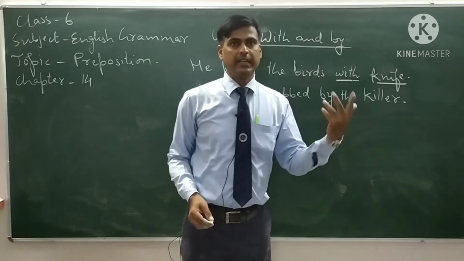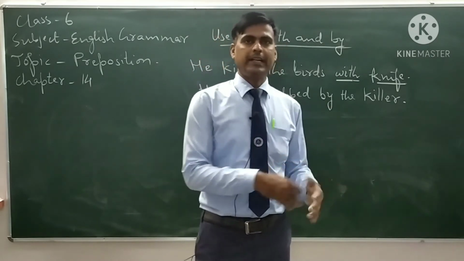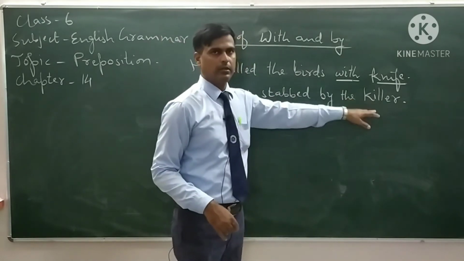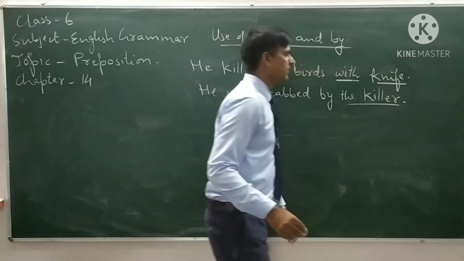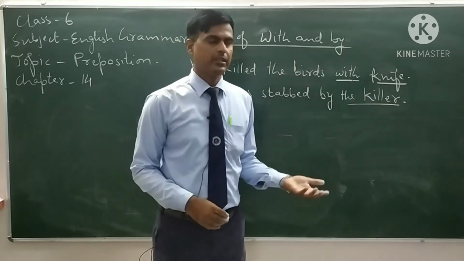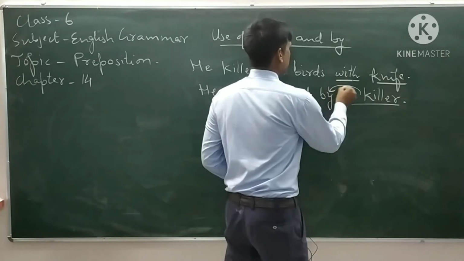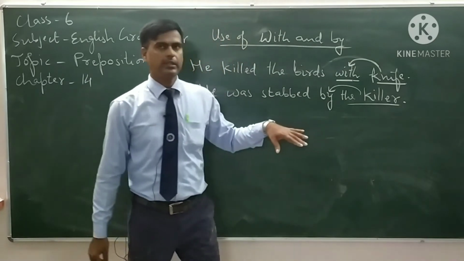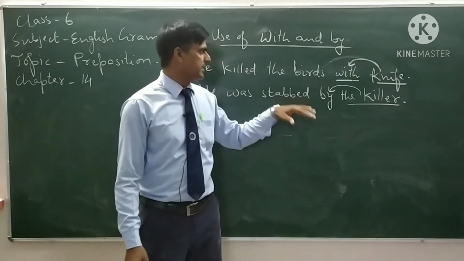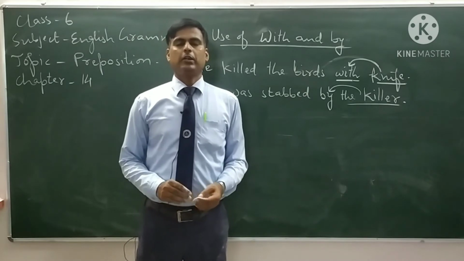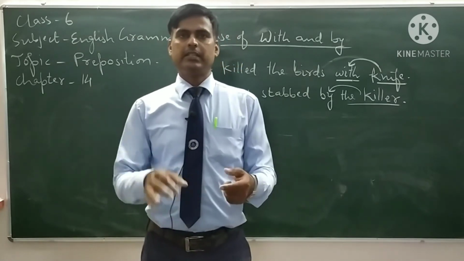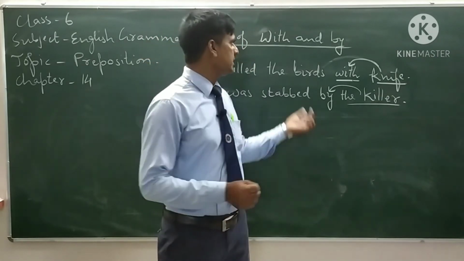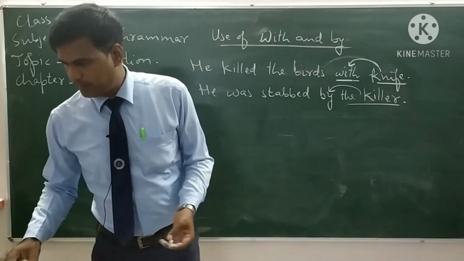But if there is any person, any agent who is going to do the work, at that place we use by. For example, he was stabbed by the killer. Killer is an agent. For any agent we use by. For any object we use with. For object we use with, and for agent we use by. अगर कोई व्यक्ति काम करता है तो by का यूज़ करते हैं. किसी वस्तु से कोई काम किया जाता है तो उसके लिए हम with का यूज़ करते हैं. So this is the usage of with and by.